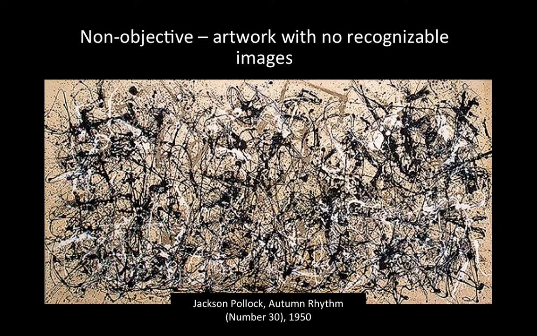Another type of abstract art is what we call non-objective. This is artwork with no recognizable images, no people, no buildings, no trees or flowers. It is just paint on canvas, it is lines, it is shapes, it is colors. Here, the image below is Jackson Pollock's Autumn Rhythm from 1950.